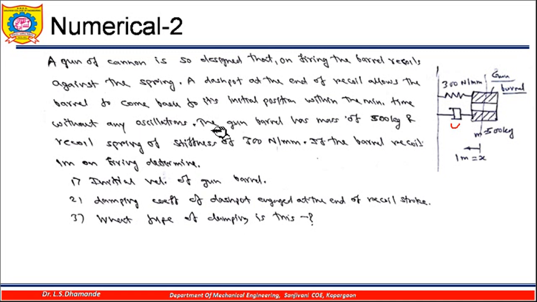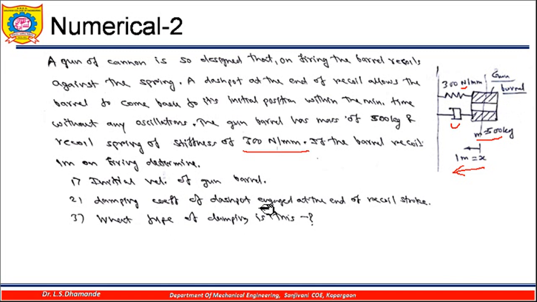Since there are no oscillations expected here, the gun barrel has a mass of 500 kg, and the recoil spring stiffness is 300 Newton per meter. If the barrel recoils 1 meter on firing, you have to determine the initial velocity of the gun barrel. Initial velocity you have to find out.